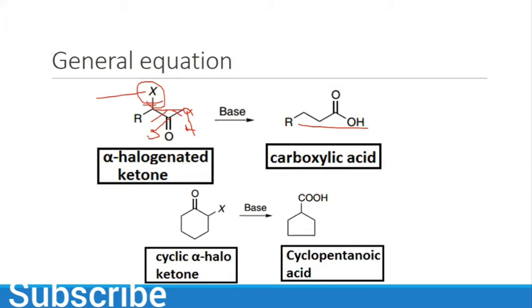Now we will talk about what happens if we are using a six-member ring. This is cyclic alpha haloketone. This is the alpha carbon and this is also alpha carbon. And what will happen? We will take hydrogen from this one and then we have negative charge here and this will attack this carbon and we will remove this X from here. So it will be removed. Okay. Now what will happen? We can open from here or we can open from here. If we open from here, we have a 5-member ring with COOH attached here.